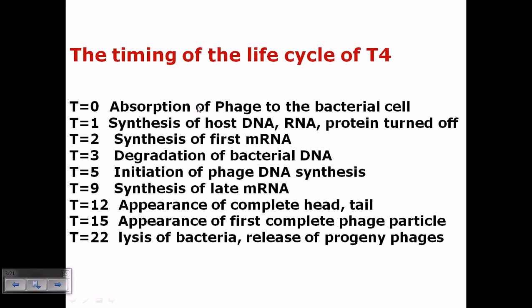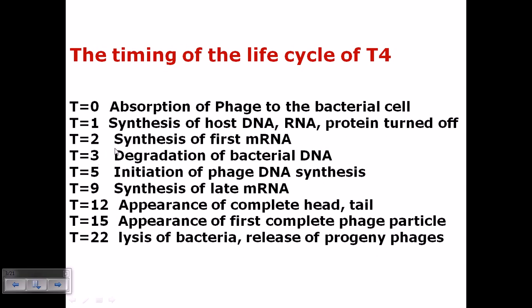So if you look at the timing of the life cycle of the T4 phage, we can find that from time zero towards 22 minutes of the life cycle, there are sequential events that must be established prior to getting a perfect infection. Now at T0, the adsorption of the phage particles to the bacterial cell is achieved. At T1, synthesis of host DNA, RNA and proteins is turned off. This is very important prior to synthesizing new mRNA for themselves. So they need to shut down the host DNA, RNA and protein synthesis.